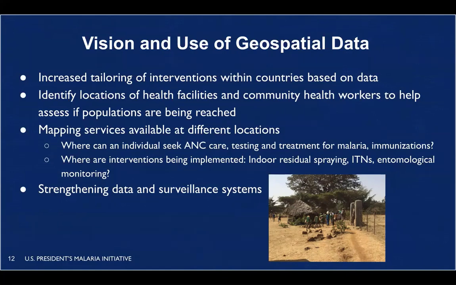Some examples of current and future use of data include increased tailoring of subnational interventions within countries based on data, identifying the locations of health facilities and community health workers to help assess if populations are being reached, mapping malaria services available at different locations to answer questions such as where can an individual seek ANC care, testing and treatment for malaria or receive immunizations, or where are interventions being implemented, such as indoor residual spraying, distribution of bed nets, and entomological monitoring, and improving data quality and strengthening surveillance systems by use of digital tools.